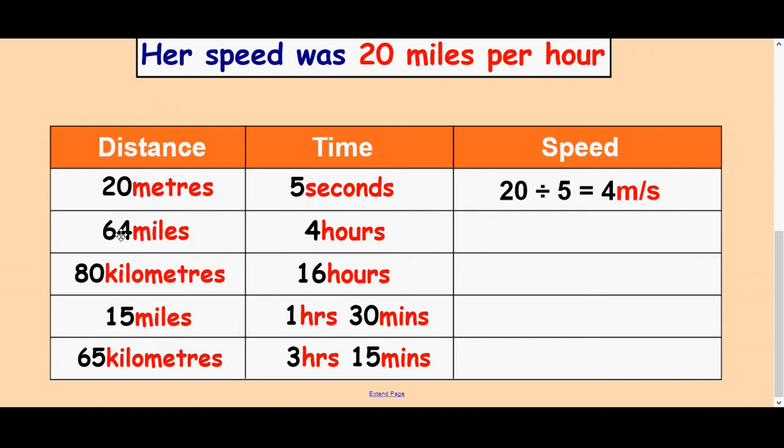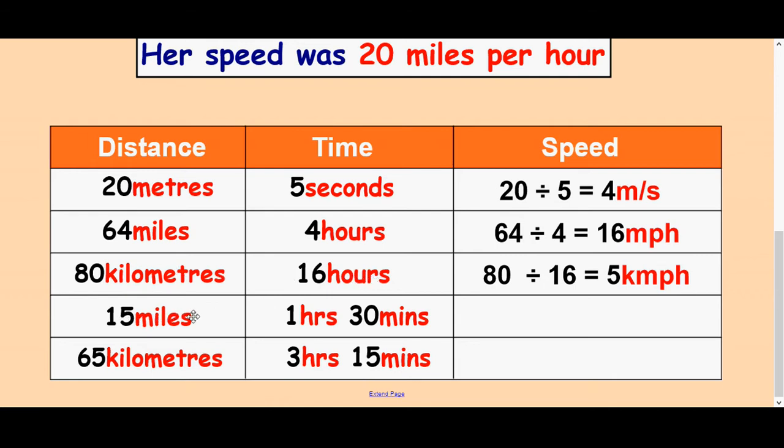And the second one, the distance is 64, the time is 4, so divide them and you'll get 16. But here, because the distance is in miles and the time's in hours, the speed's miles per hour. So important to pick that up. Some people find that difficult, but if you look at the 2 units here, you'll get your final unit for speed. Next one, 80 divided by 16, that's going to give you 5, and it's kilometres per hour, because distance is in kilometres and time is in hours.